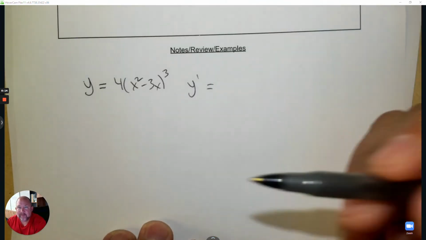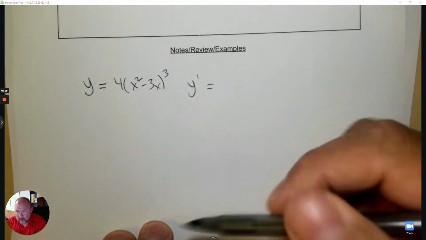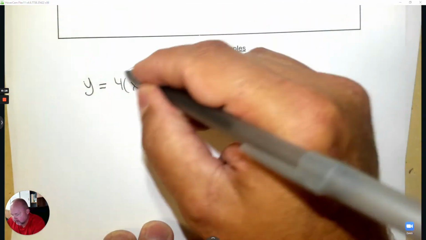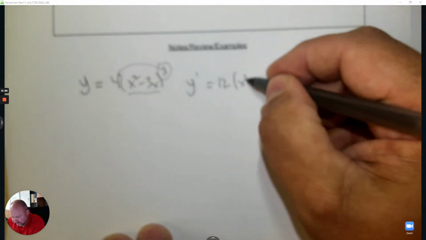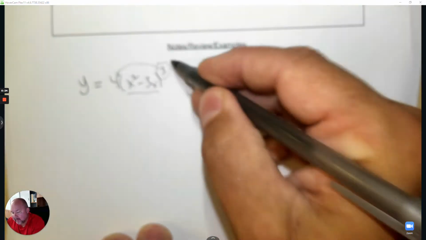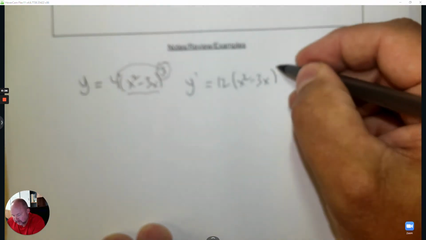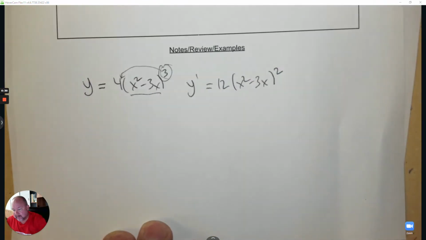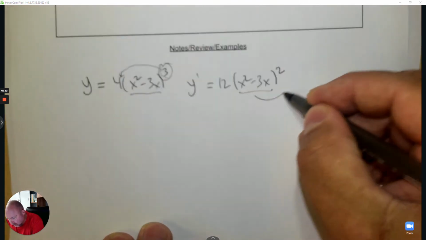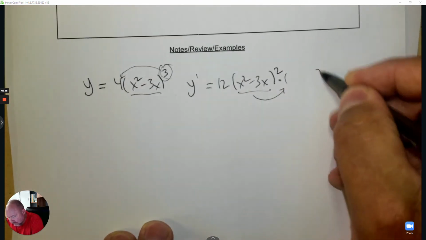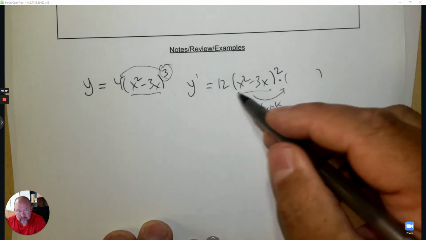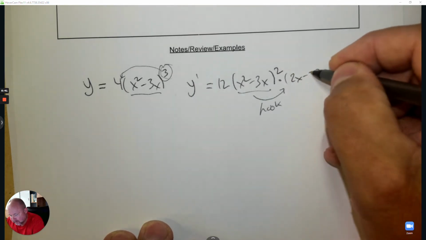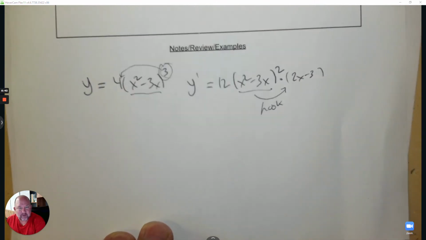So in this sense, we're going to do the power rule, which is the exponent times what's in front. That's 12. We're going to copy the base down, and then we subtract 1 from the exponent. Now, what creates a hook is that we have to look at the base and take the derivative of that base. That's called the hook. That needs to be attached to it. So the derivative of that base is 2x minus 3, and now you did it properly.